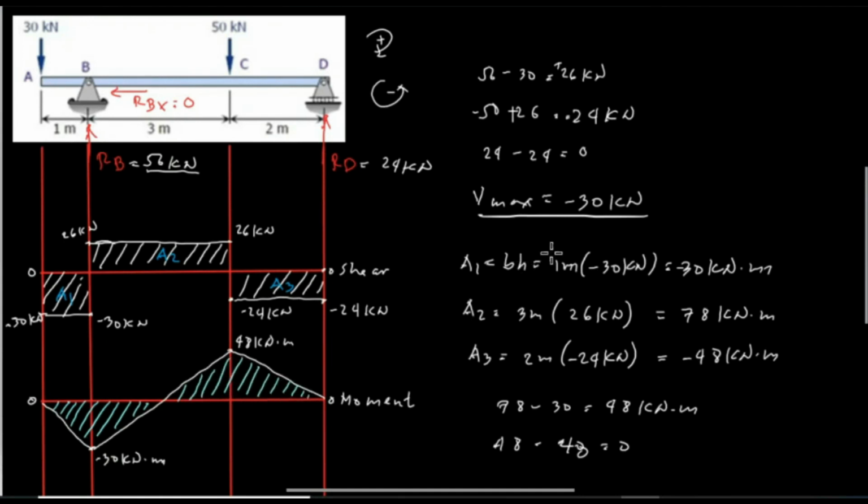Okay, so we can now determine the maximum moment for this diagram. So the maximum moment in this diagram is 48 kilonewton meter, which means these are the maximum values for shear. Maximum value for shear is negative 30 kilonewton, and the maximum moment is equal to 48 kilonewton meter. So this is how you graph a shear and moment diagram.